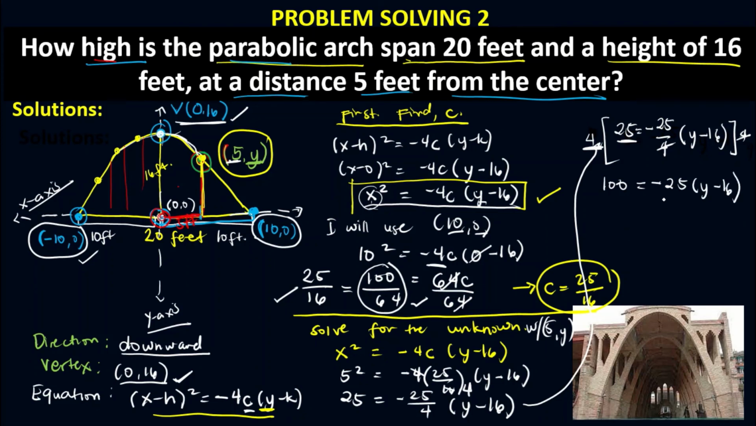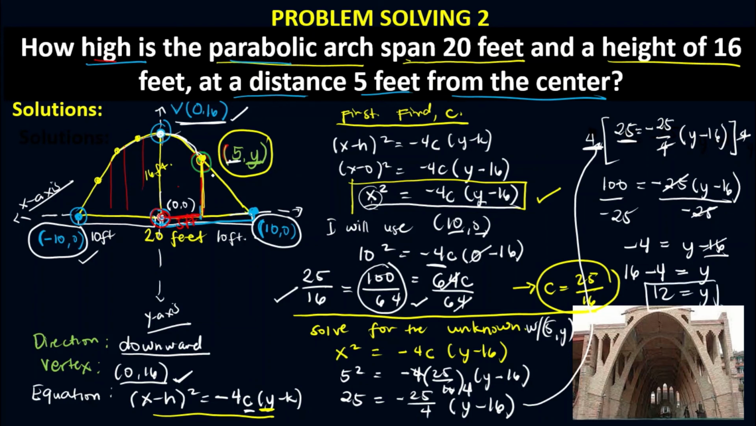Okay, so from this, divide both sides by negative 25. Okay, negative 25 para mawala si negative 25. And ang matitira dito is 100 divided by negative 25, that is negative 4. Equals, ang natira dito is y minus 16. And continuing this, again, ang target natin is to find the y. So, to find y, i-transpose lang natin negative 16 sa kabila, magiging positive 16, then minus 4. Then equals y. So, 16 minus 4, that is 12, equals y.